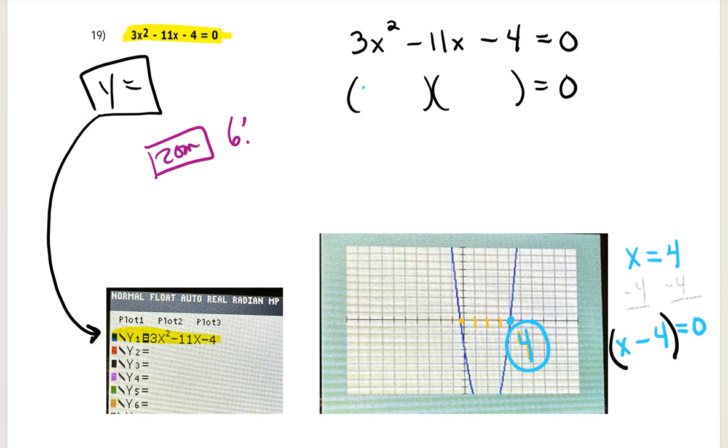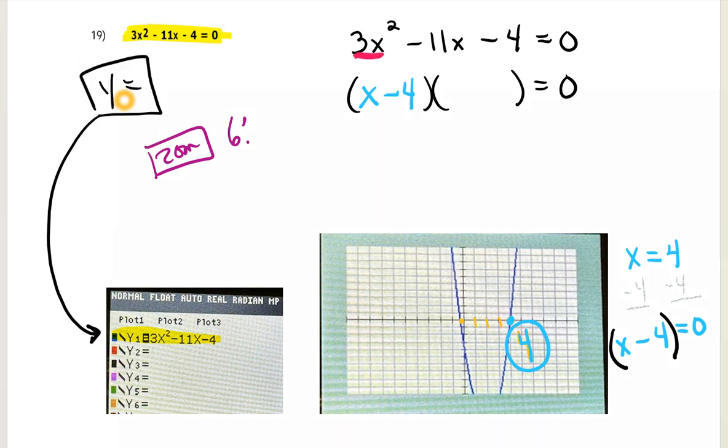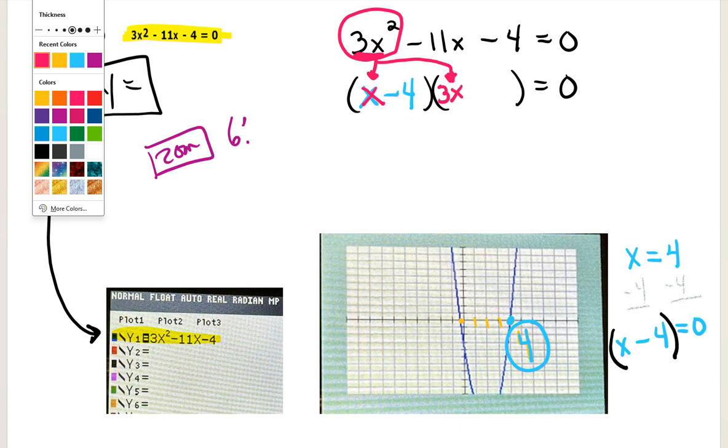So I'm going to come up here and stick x minus 4 in there so that I can unfoil the rest of it. I'm going to think through backwards, if you will. Because this is a 3x squared, this is my first term, that comes from first times first. So if this one is an x, this one has to be a 3x, because x times 3x is 3x squared.